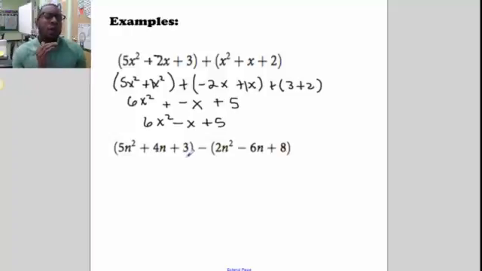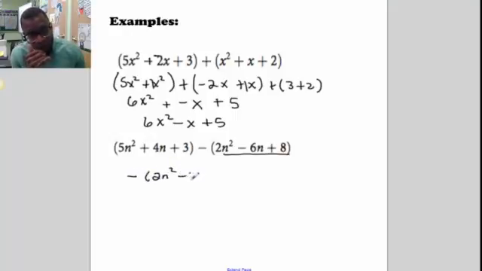Now, to subtract polynomials, what we do is we use what we call finding the opposite. So the first thing I'm going to do is find the opposite of this second quantity, 2n squared minus 6n plus 8. So we have minus the quantity 2n squared minus 6n plus 8. Now notice this minus sign out here. What this minus sign does is that it's regarded as a negative 1. And then we're going to distribute this negative 1 to each term that's in my parentheses.